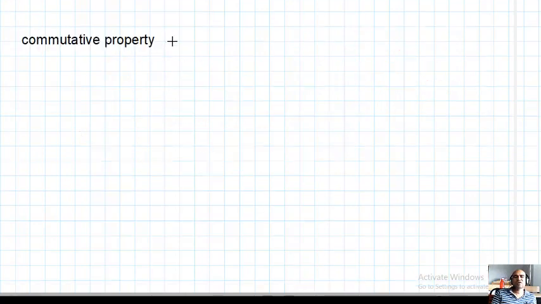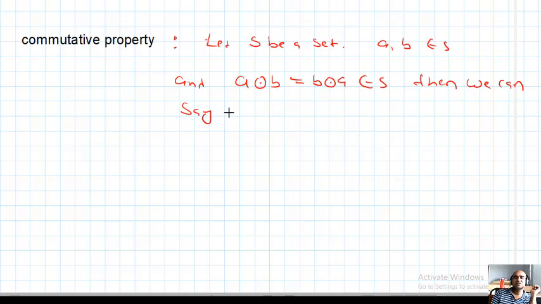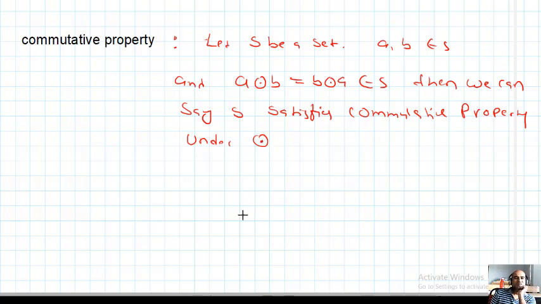Next, commutative property. First of all, I want to write the definition. After that, I will explain. Commutative property: let S be a set, A, B belong to S, and A circle dot B is equal to B circle dot A, which also belongs to S. Then we can say S satisfies the commutative property under circle dot.